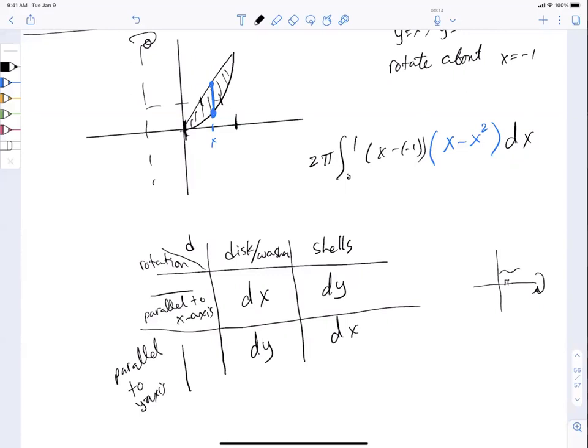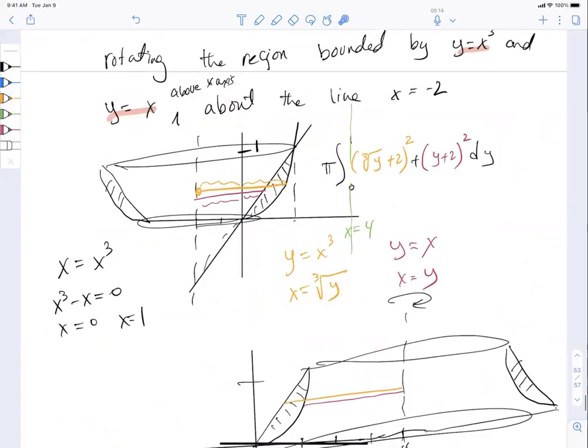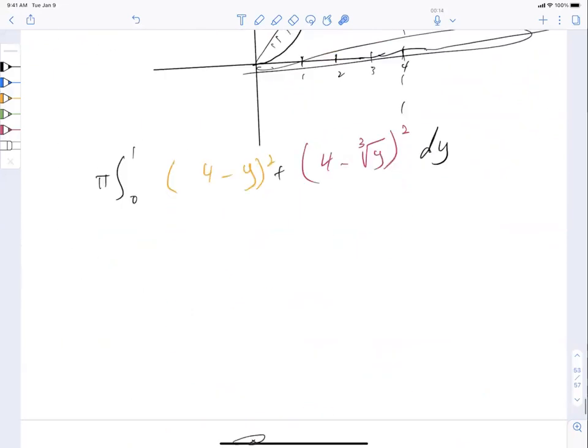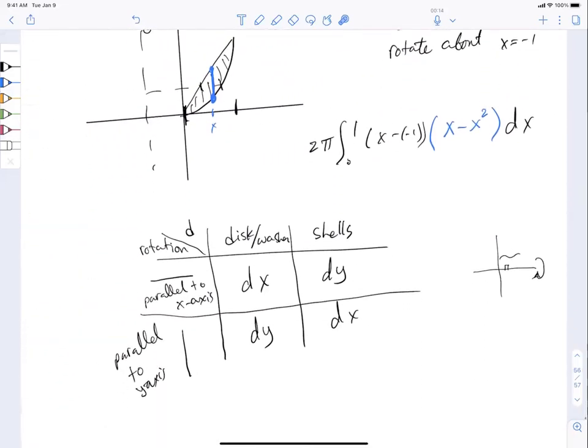Look at the picture that I drew earlier. I'm rotating about something parallel to the y-axis. It's a shell method, which means my measures are dx. In the previous lectures where we had the disc method, if I was rotating about something parallel to the y-axis, then it would be dy. So if you rotate about anything parallel to the y-axis, shells is dx, disc is dy. If you rotate about anything parallel to the x-axis, disc is dx, shell is dy.